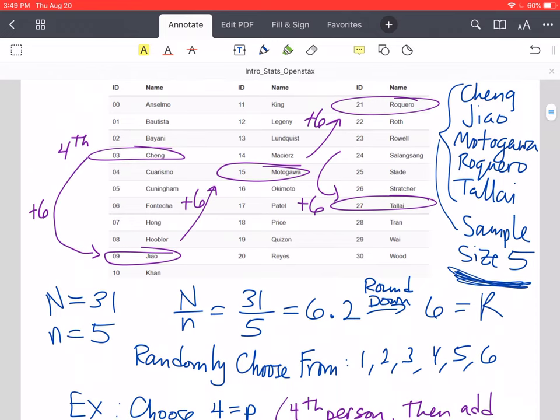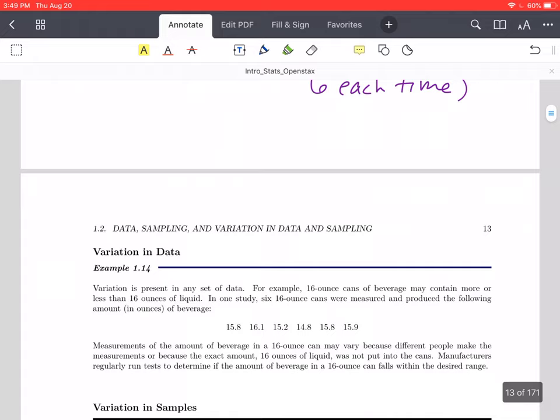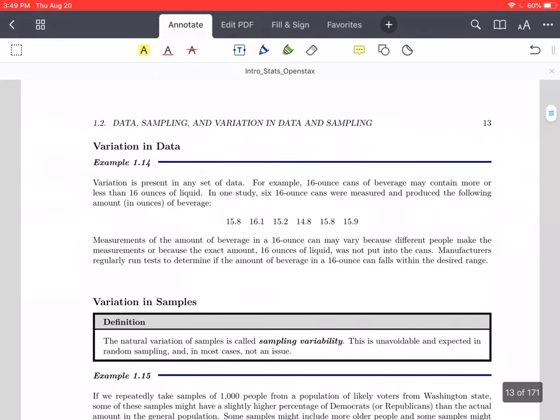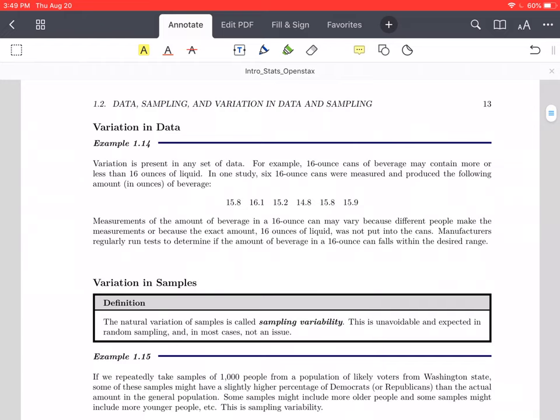All right. And let's look at this last page of the section here. So, variation in data. Variation is present in any set of data. For example, 16-ounce cans of beverage may contain more or less than 16 ounces of liquid. In one study, six 16-ounce cans were measured and produced the following amount in ounces of beverage. So we have 15.8, 16.1, 15.2, 14.8, 15.8, and 15.9. So we know that, especially with quantitative data like this, there is going to be variation. It's not always going to be exact. And that variation is expected.